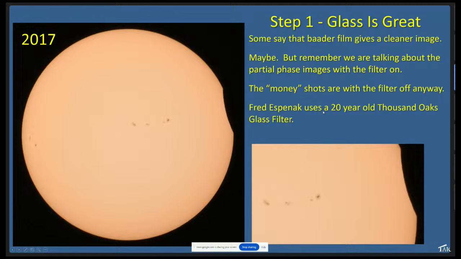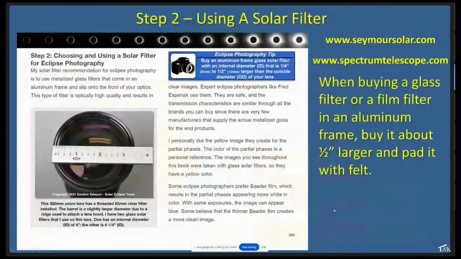And this is my glass image from 2017, not really compressed. And you can see that is adequate exposure, focus, and definition of sunspots. So glass is fine. And it also helps you with your exposures, which we're going to talk about later. So if you're going to buy a glass solar filter, how do you do it? Well, you measure the front of your optics. It doesn't make a difference if it's a camera or a telescope.